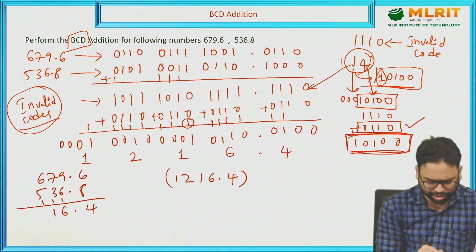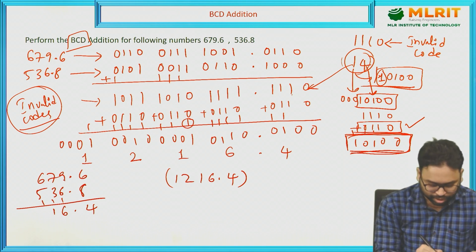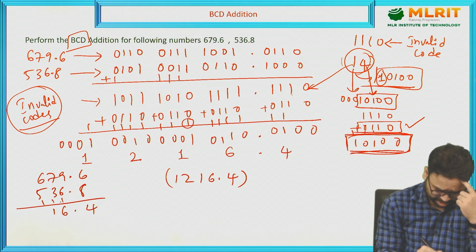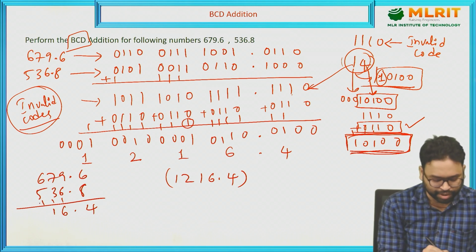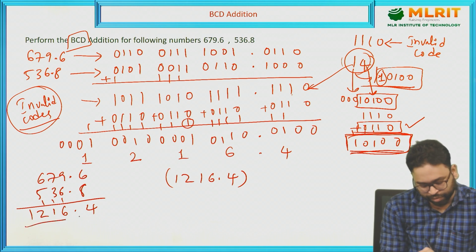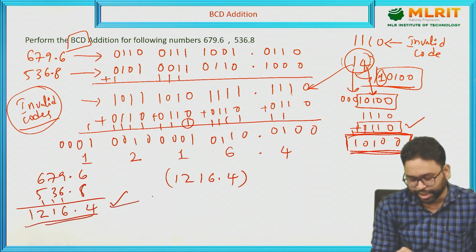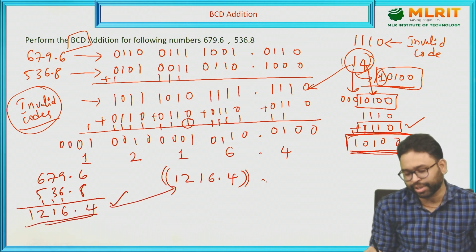7 plus 3 is 10, again it is 6. Sorry, 9 plus 6: 9 plus 1 is 10, so 16. 9 plus 1 plus 3 is 10, it is 11. 6 plus 5 is 11, and again plus 1, it is 12. 16.4. It is matching with respect to the BCD addition.